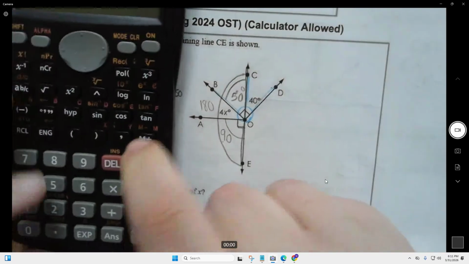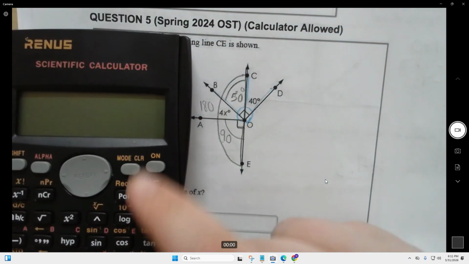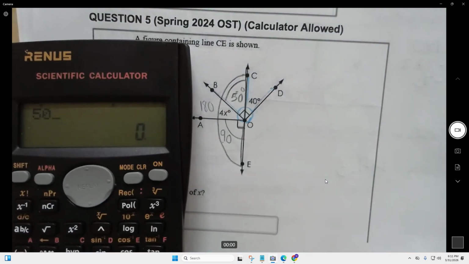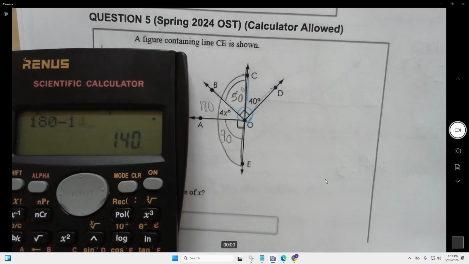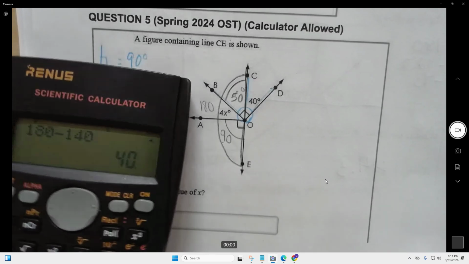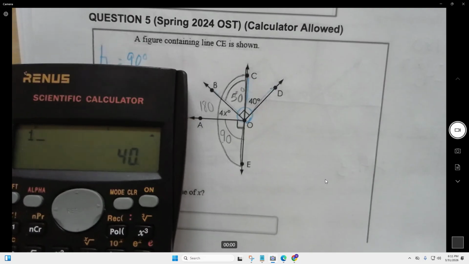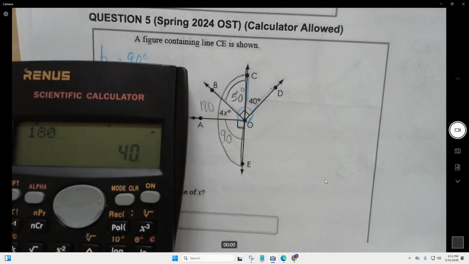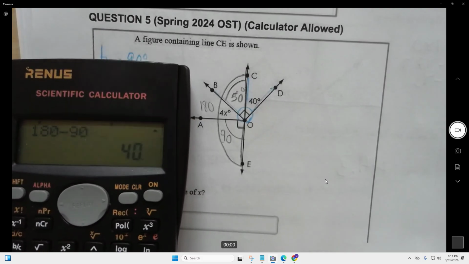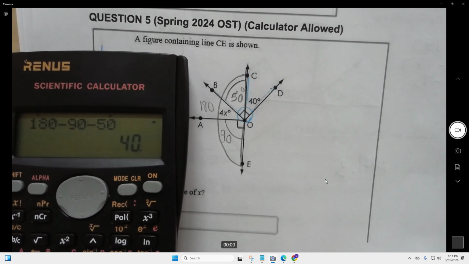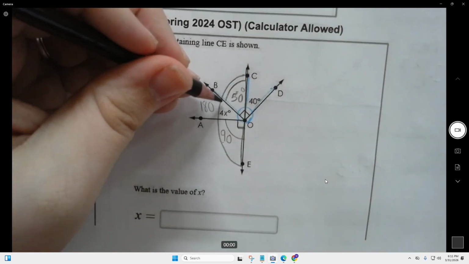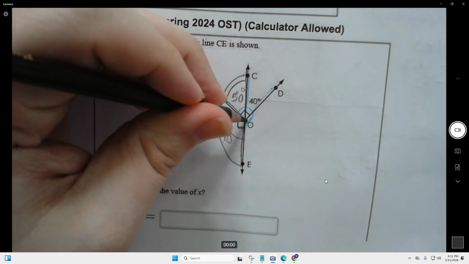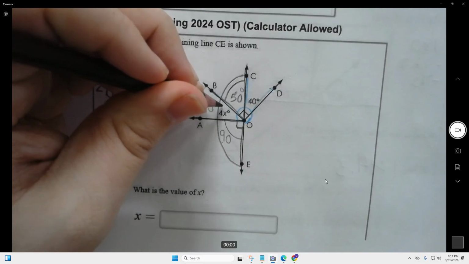Or we can just subtract it all out at the same time. 50 plus 90 makes 140. And 180 minus 140 is 40. Or you could have just done 180 minus 90 minus 50. And that gives you 40. So we now know the measure of angle BOA is 40 degrees.